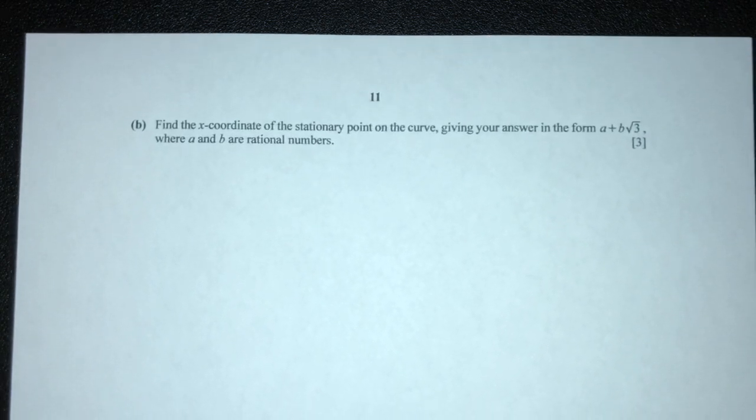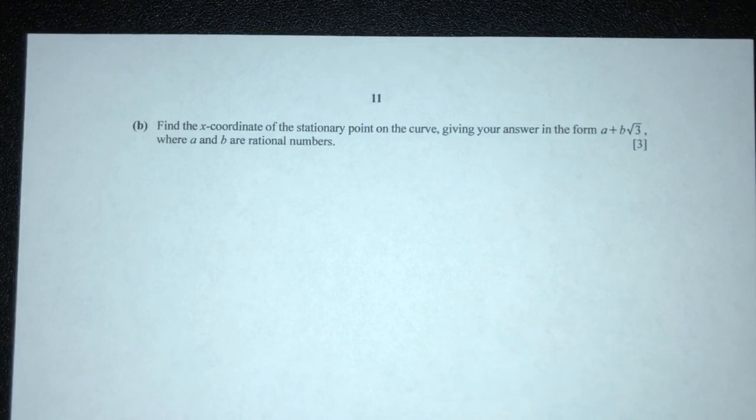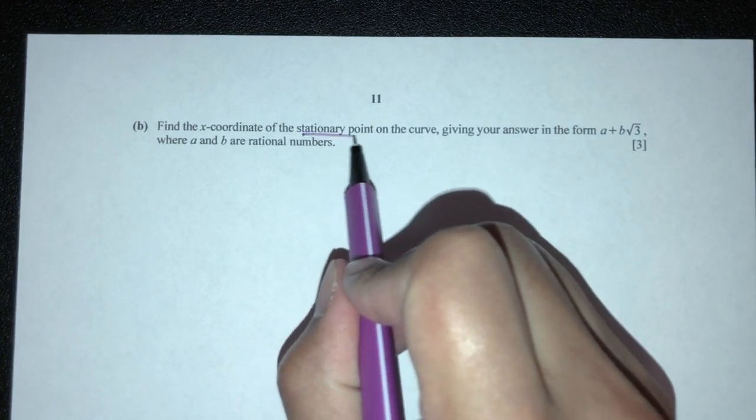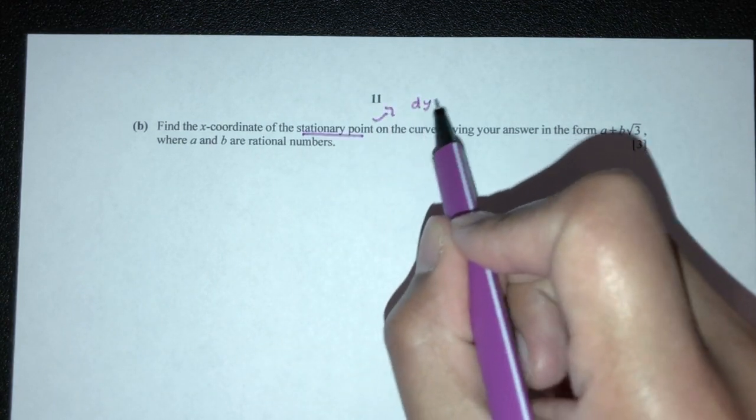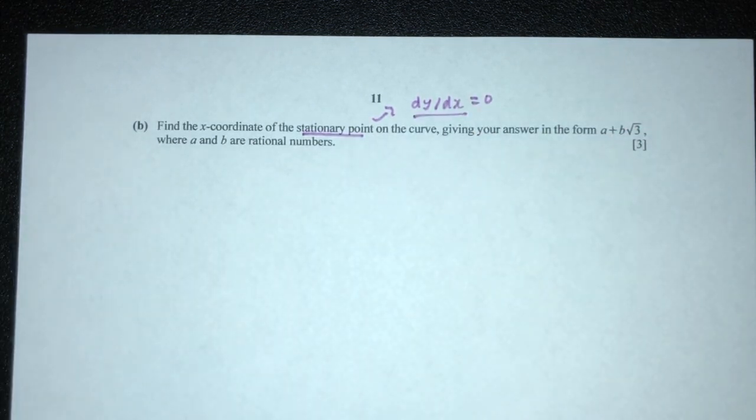Now let's move on to part B of your question. Here we have to find the x coordinate of the stationary point on the curve. Pretty easy. We understand that at the stationary point, dy by dx has to be 0. So let's first find dy by dx, right? That's the main idea.